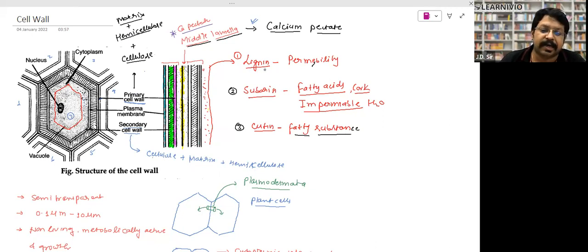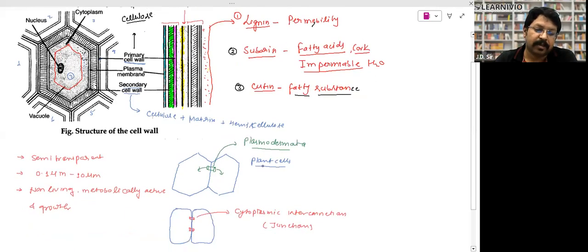So sometimes lignin gets deposited. Lignin is a permeable substance. Sometimes suberin gets deposited. This is a fatty substance and it is impermeable to water. And when suberin is deposited, the cell will die, right? Cutin is a fatty substance. So sometimes lignin, suberin, or cutin get deposited on the inner side of the secondary cell wall, which is called tertiary cell wall, right? And suberin and cutin make the cell dead because they are not permeable to water, right? Due to impermeability to water, the cell dies, right?